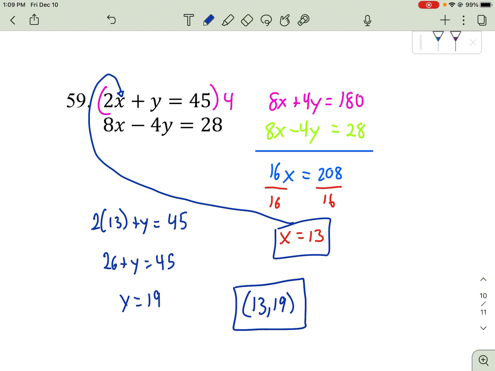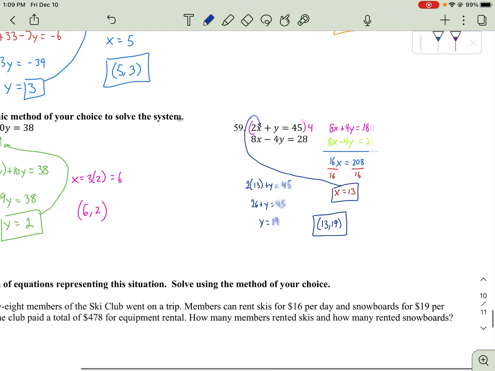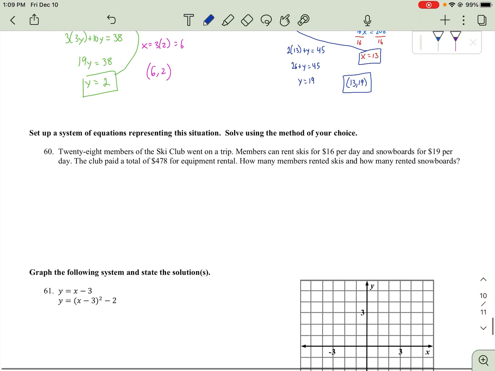And I should get 28, and I do. So you guys can check that yourselves as well. All right, number 60, we're going to set up a system of equations representing this situation and then solve it using the method of our choice.